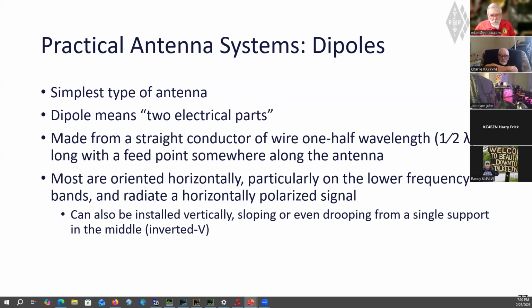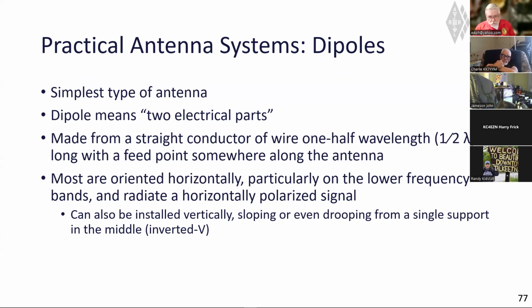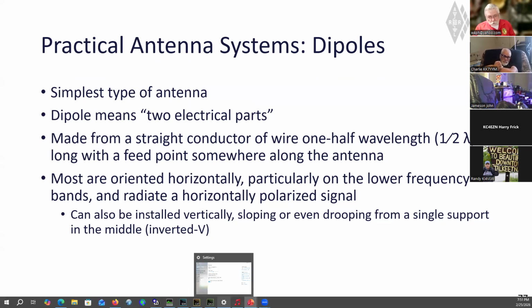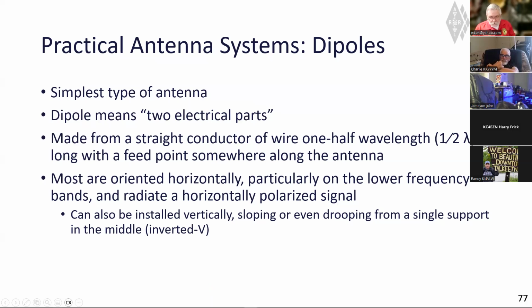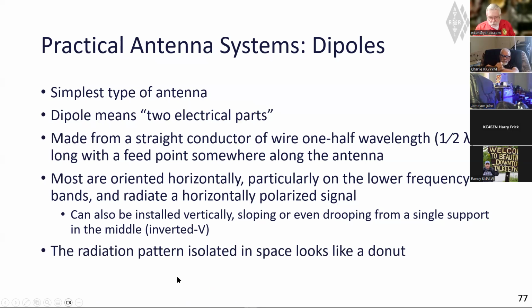This is because most people on 160 meters don't have a 62-foot vertical, which would be a quarter wavelength, half of the antenna. Most are oriented horizontally, particularly on lower frequency bands, because you can put something up between two trees. Can also be installed vertically, sloping or even drooping from a single support in the middle. And again, this is the dipole. The radiation pattern, isolated in space, looks like a donut.